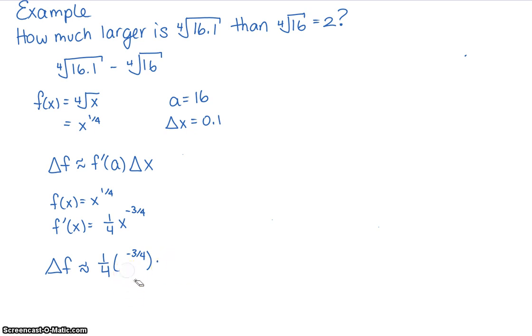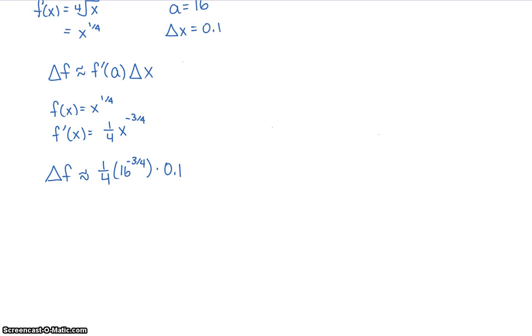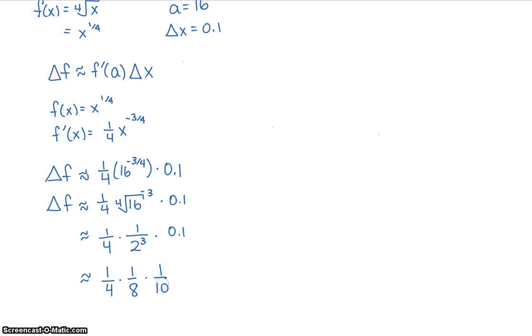Actually, hold on one second. We have to plug in our a, which is 16, and we have to multiply it by 0.1. So now the change in our f is approximately 1/4 times the fourth root of 16 to the power of negative 3, times 0.1. So approximately 1/4 times 1 over the fourth root of 16, which is 2, to the 3, times 0.1, so approximately 1/4 times 1 over 8 times 1 over 10.